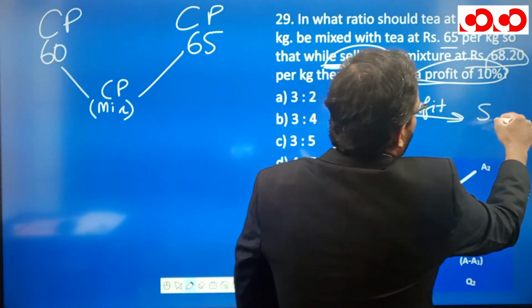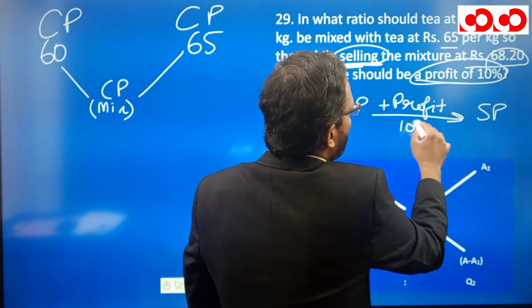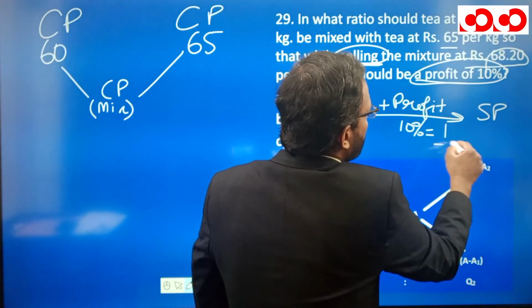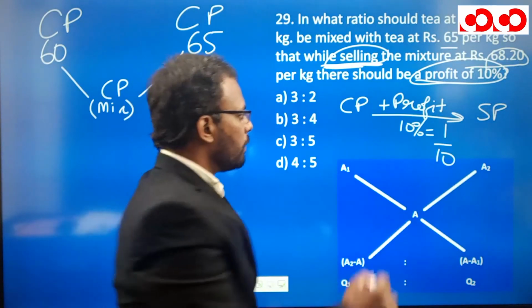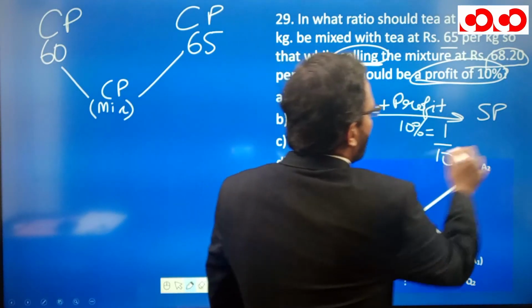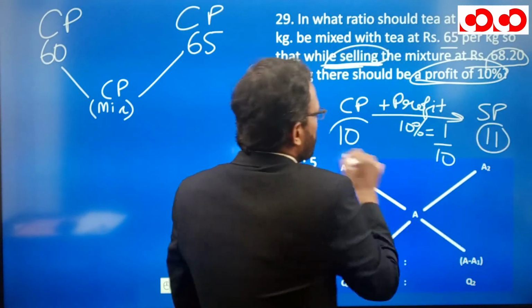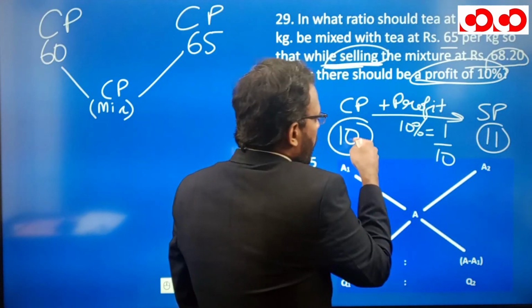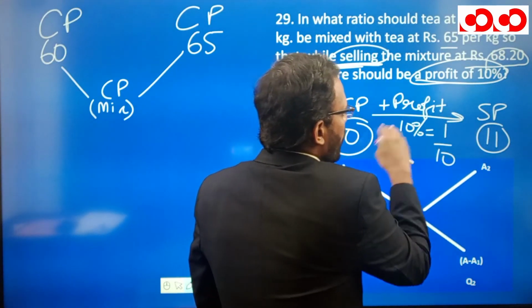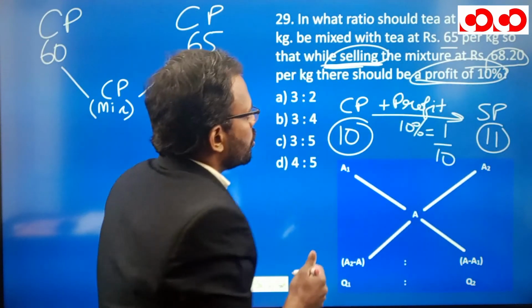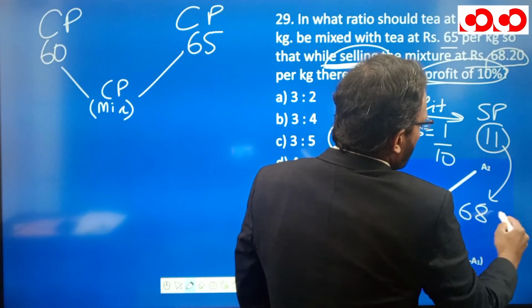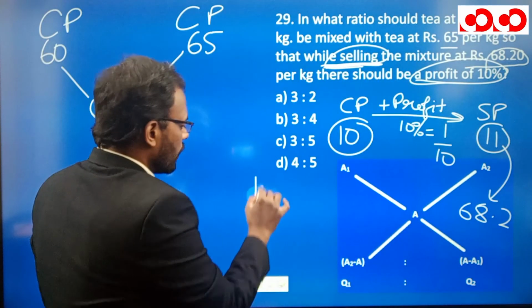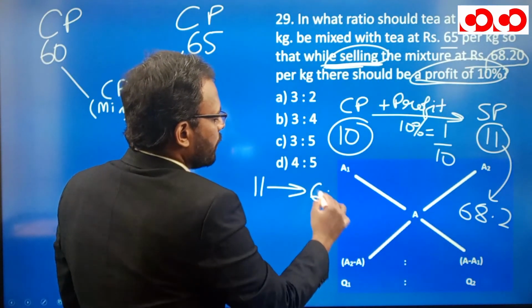is equal to SP. So if there is a 10% profit, what is 10%? 10% means 1 by 10, right? It means if my cost price is 10, my selling price will be 11. My cost price is 10, so here I'll write the 10 and the profit is 1. So my selling price will be 11. So the selling price over here is 68.2. Means 11 is equal to 68.2.